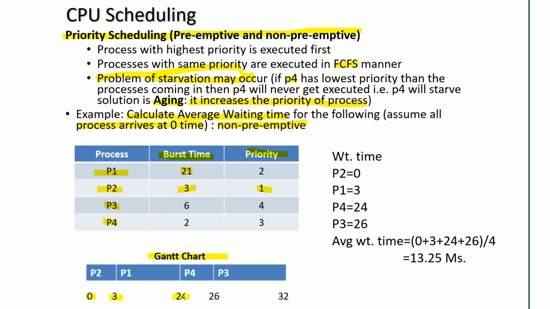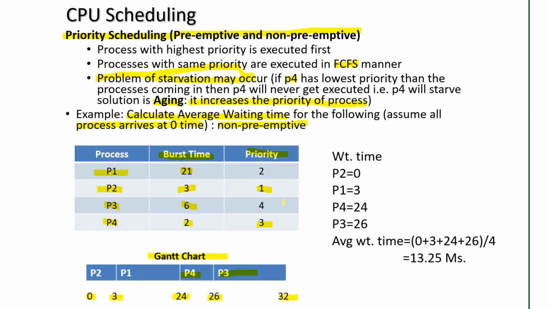So at 24 milliseconds, how many are remaining? P3 and P4. Who has the highest priority? P4. So P4 will run from 24 plus 2, that is equal to 26. At 26, the remaining process, that is P3, will run. So 26 plus 6 is equal to 32.